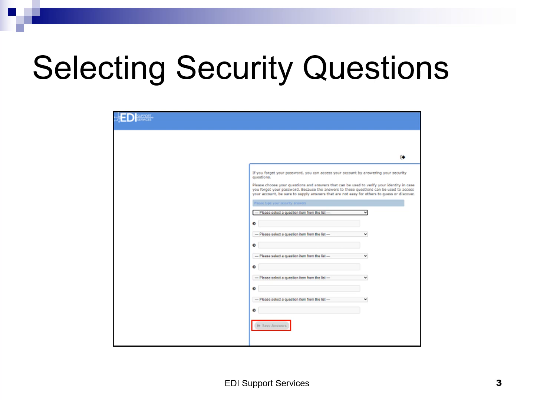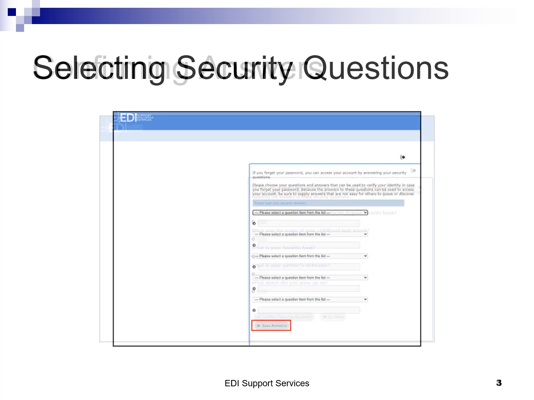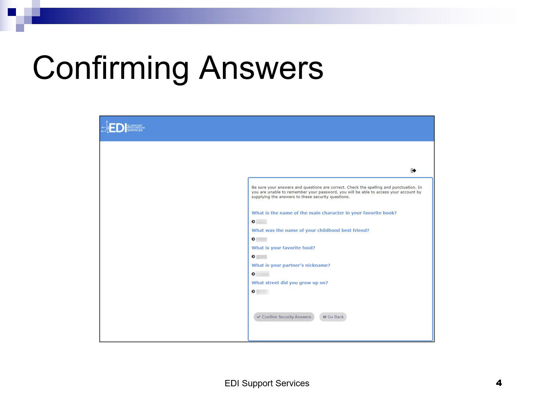EDISS strongly recommends that you print the page for future reference and distribute to any staff who will be accessing the accounts. Once all 5 questions have been answered, click Save Answers. It's important to keep these answers and questions in a safe spot. They are used to assist in accessing the account by answering the questions. Click Confirm Security Answers to continue.